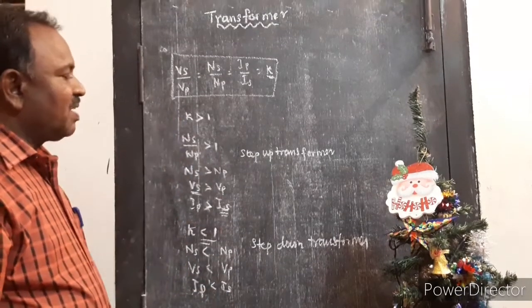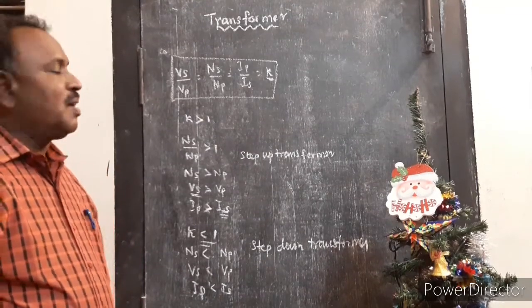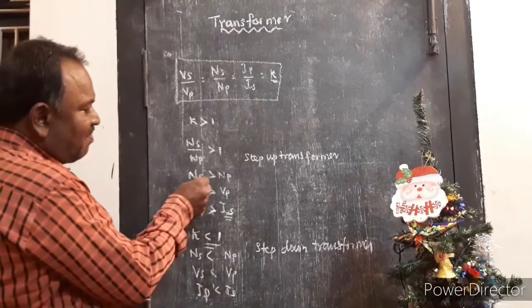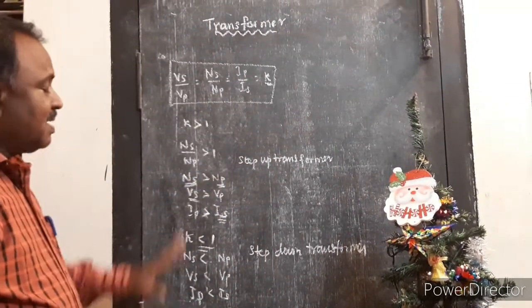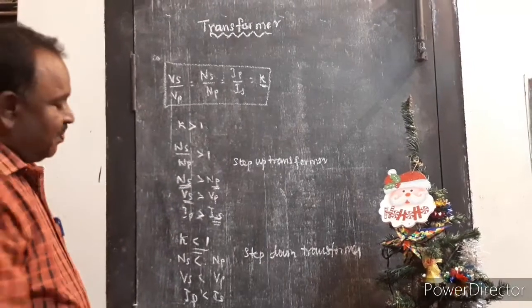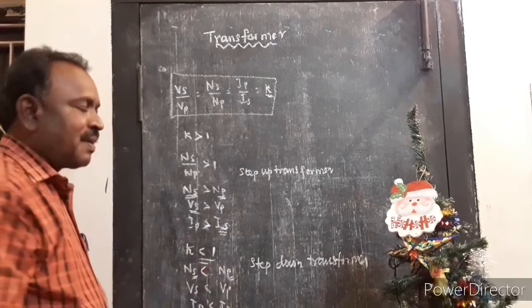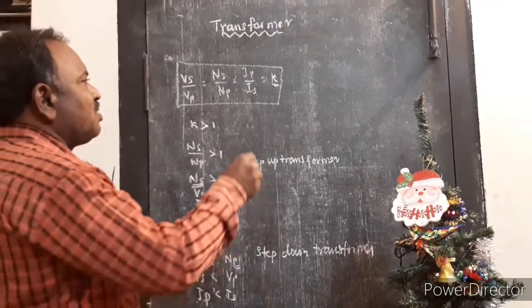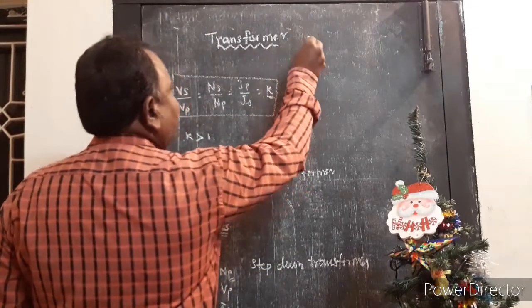So thus we have two types of transformer. Ns greater than Np: if the secondary winding is greater than the primary winding, it is a step-up transformer. If the secondary winding is less than the primary winding, it is a step-down transformer. Next we are going to see the efficiency of a transformer.